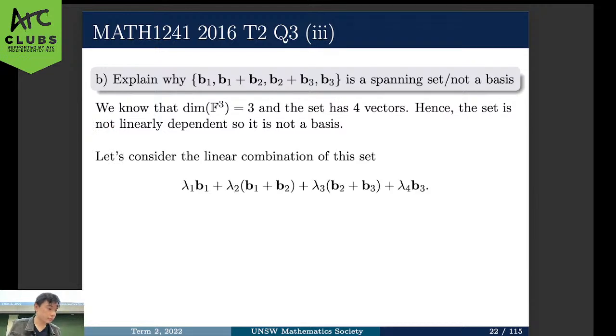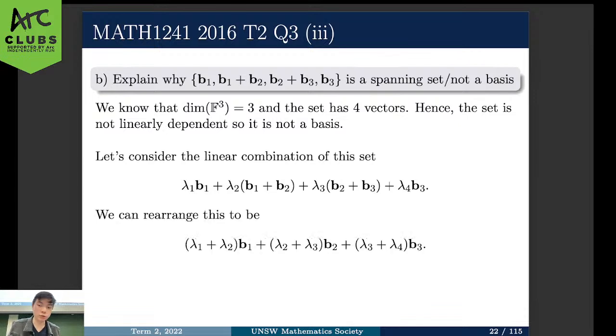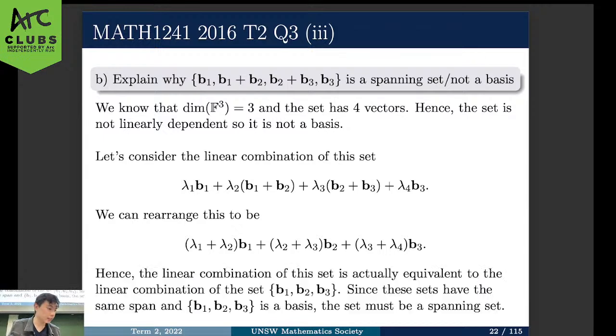So the next thing is we consider the linear combination, and what we can actually do is rearrange it to be in terms of b1, b2, and b3, which we know is a basis. And essentially what we've shown is that this is a linear combination of b1, b2, and b3, which we already know is a basis. So since these two are equivalent, the spans of these sets must also be equivalent, and hence this set does span all of the vector space F3.